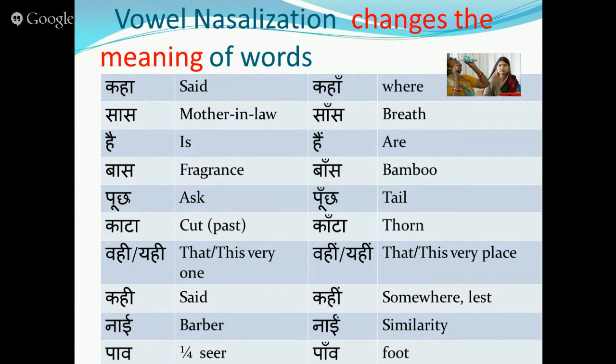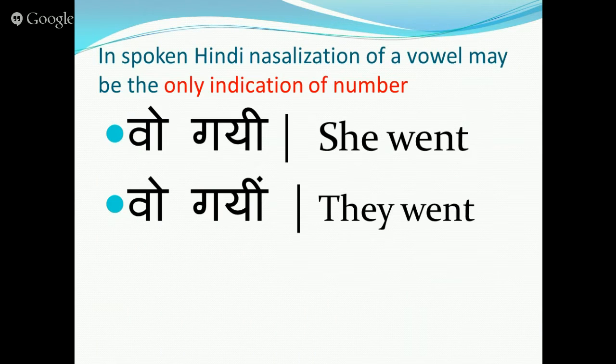Nai is a barber, whereas nai is a similarity. Pav is 1/4 of a seer, which is, I think, a weight of measurement. However, a palm or pound is a foot. Huge differences here. So it's good to take the time to do well on this.